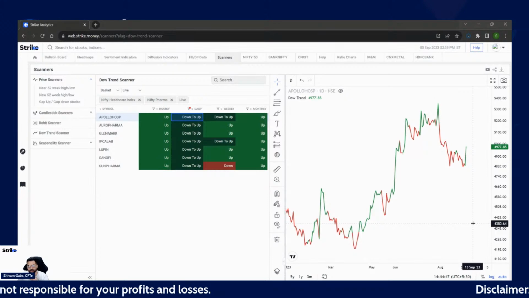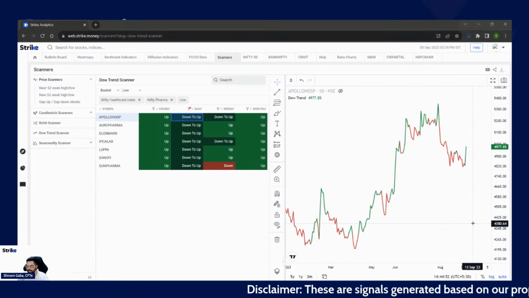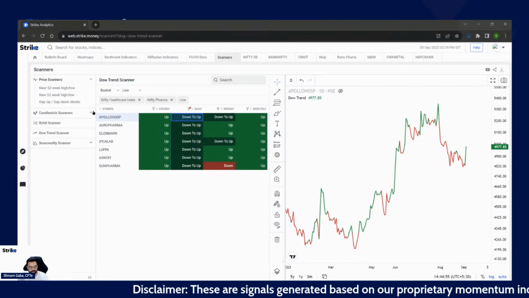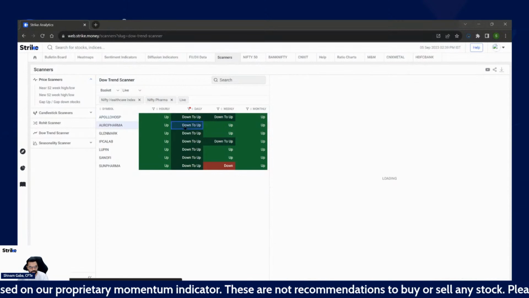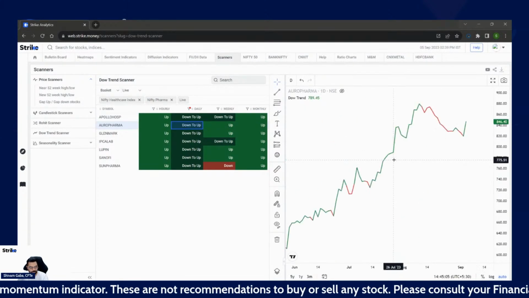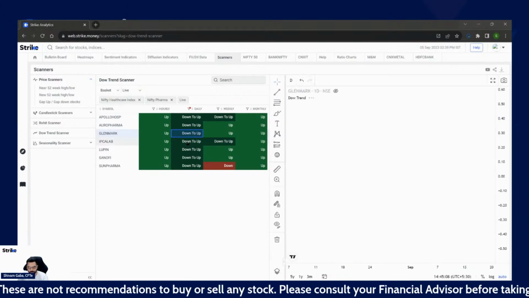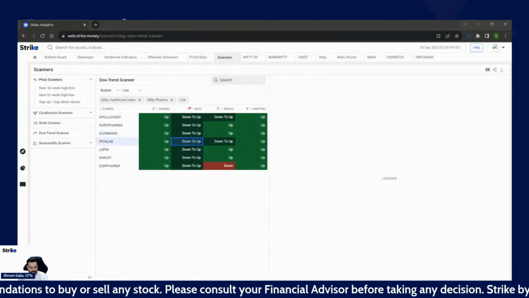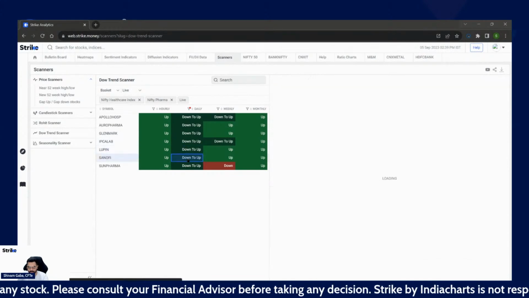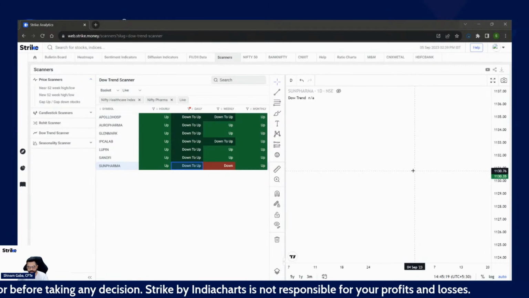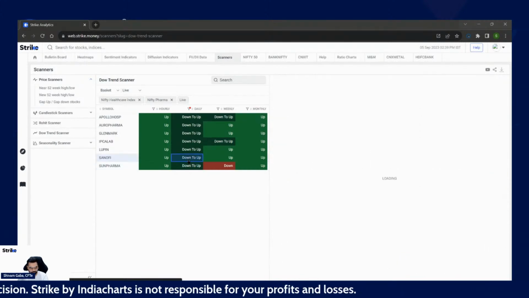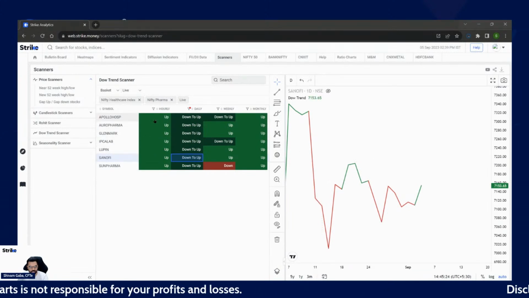So what we did was we checked the seasonality for indices for the next 30 days, where we saw healthcare and pharma index coming in at the top. Within that, now we are checking the Dow Trend Scanner and we are seeing stocks which are giving a down to up signal in today's session. So the names that are popping up on my screen are mainly Apollo Hospital, Aurobindo Pharma, Glenmark, Ipca Lab, Lupin, Sanofi, and Sun Pharma. So we selected a sector based on seasonality, and then we tried to drill down into the Dow Trend Scanner.